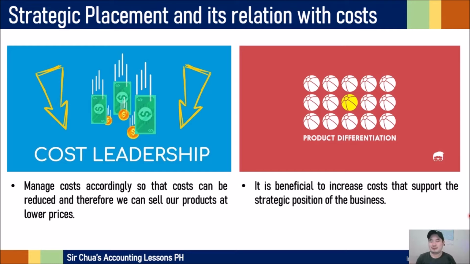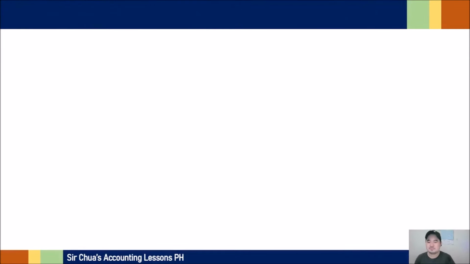That's really the general rule there, no? The lower the cost, the better. That's why we're talking about cost accounting. That's why we're talking about cost management here. But if it depends on the strategy, no? If the strategy of the company is to be unique and different, maybe it's beneficial to increase your cost if it would support the strategic position of the company. Okay? So I hope that you understand it from that perspective.